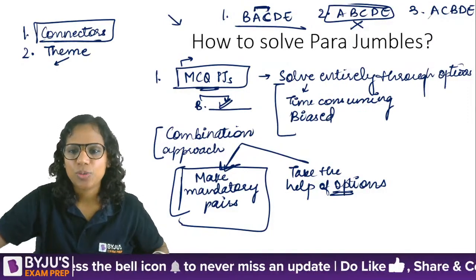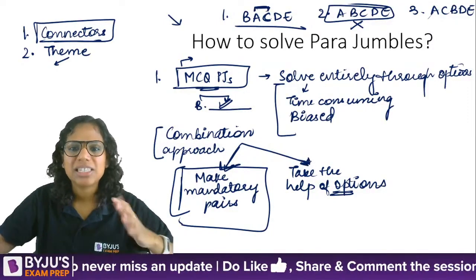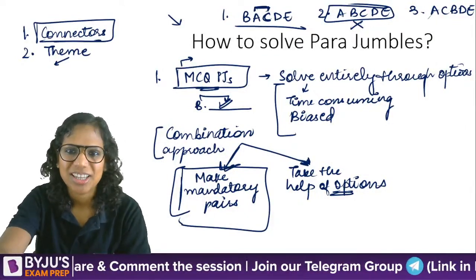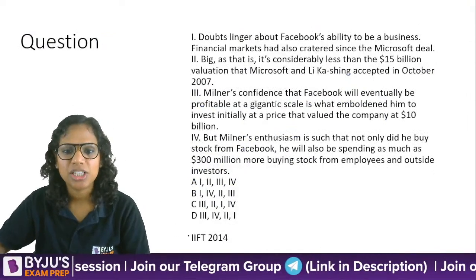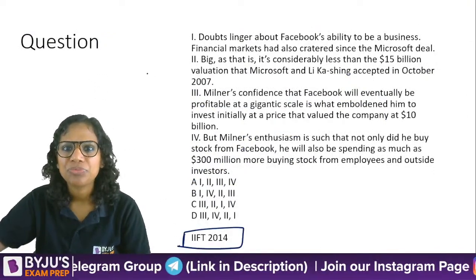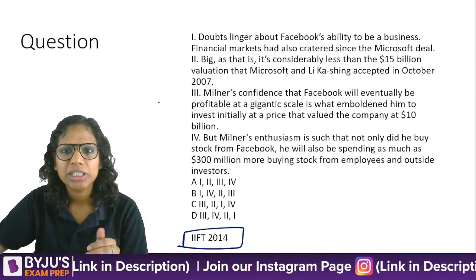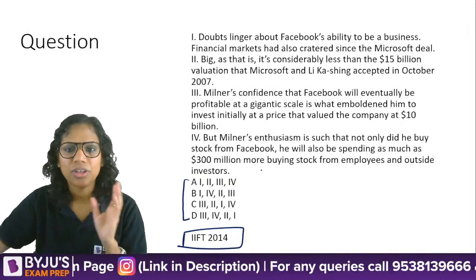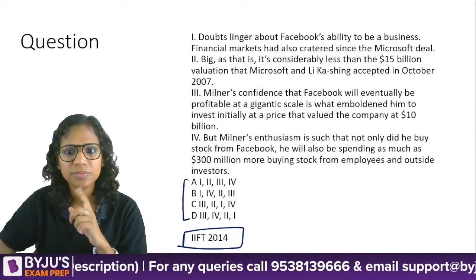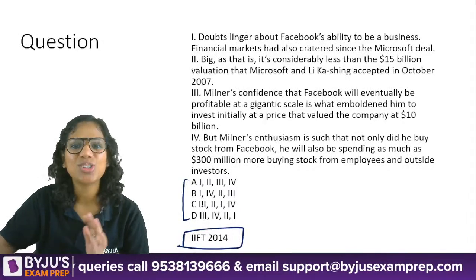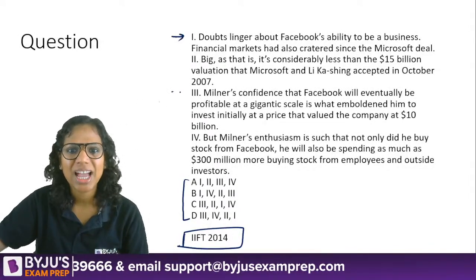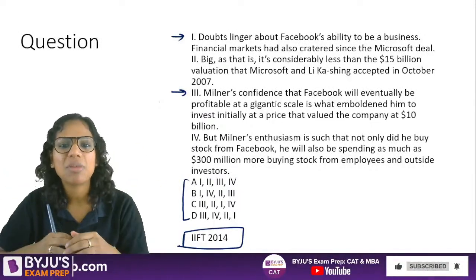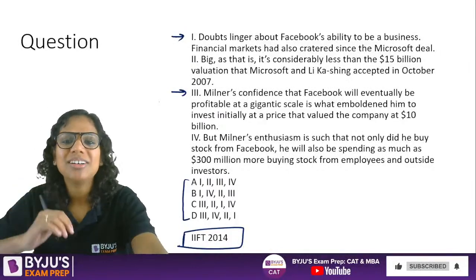Let's have a look at a question. Now that I know the basics of solving MCQ Parajumbles, we'll look at some other pointers also through this question. This is an IIFT 2014 question, and very topical in nature, nothing philosophical here. These are your four options. The moment I looked at the options, I realized either one is the opening sentence or three is the opening sentence. So here there is a clue for you right in the beginning. Now make a mandatory pair, solve and tell me the answer.